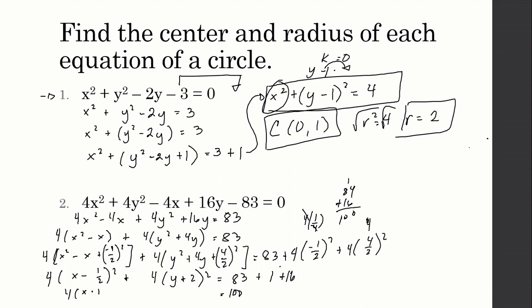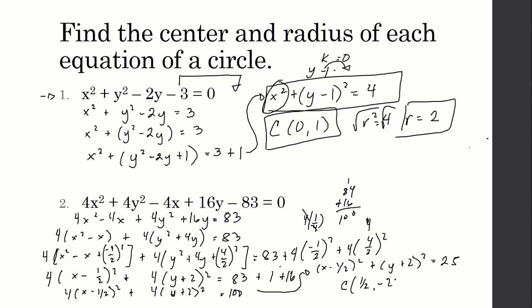times x minus 1/2 squared plus 4 times y plus 2 squared equals 100. Now, it's not done yet. We will divide each term by 4. So it will become x minus 1/2 squared plus y plus 2 squared equal to 25. So as you can see, the center is 1/2 and negative 2, and the radius is equal to 5.